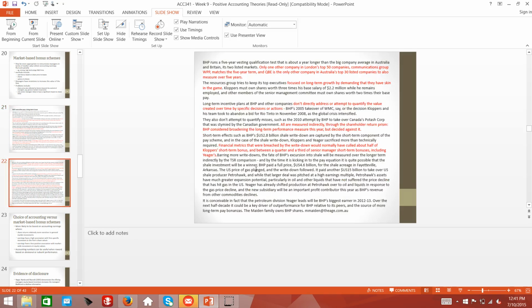You might want to pause me again and have another read through the second half of this article. Not used across all of every company, relevant only for some companies. QBE is the only other company in Australia's top 30 listed companies to measure over a 5-year period.